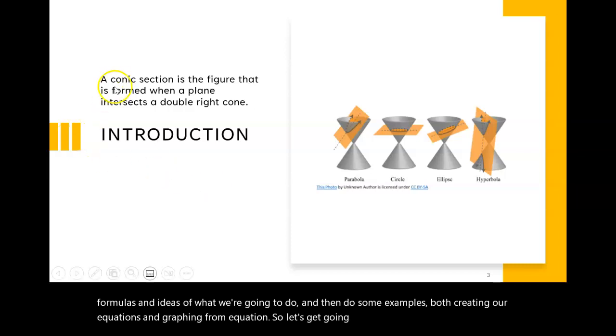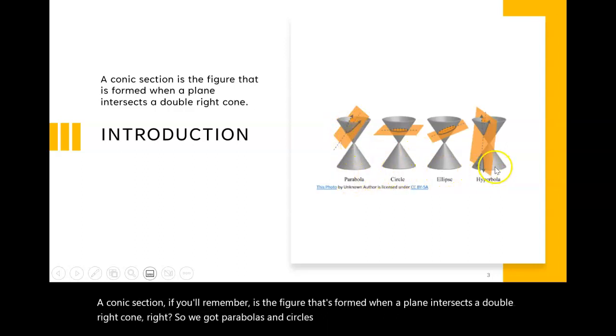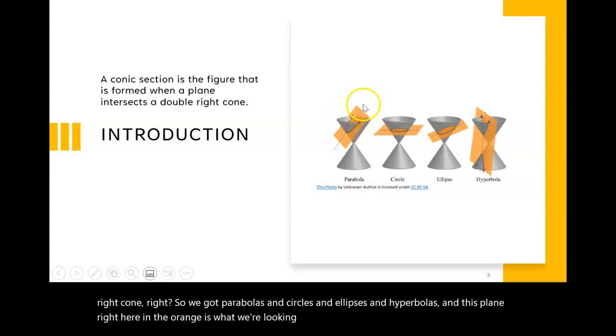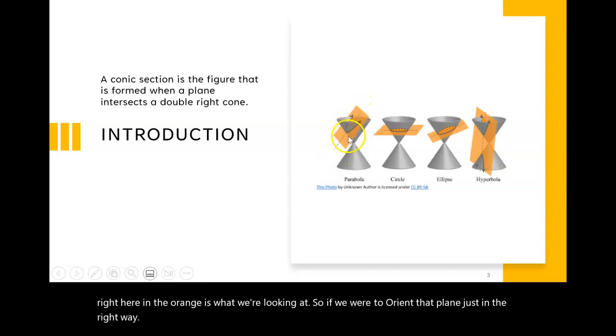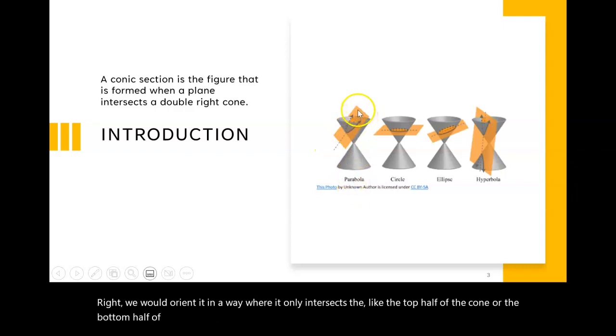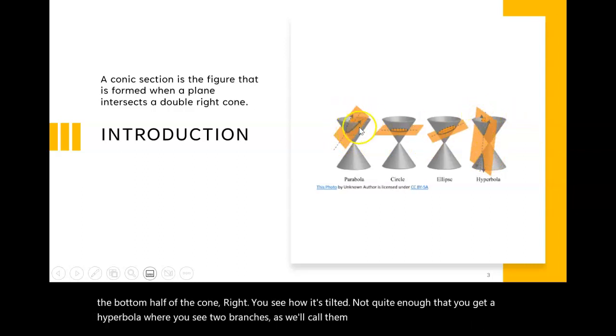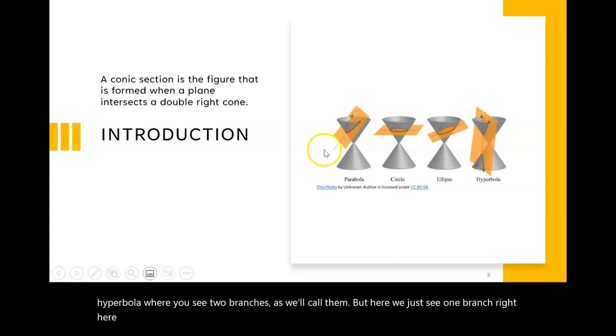A conic section, if you'll remember, is the figure that's formed when a plane intersects a double right cone. So we got parabolas and circles and ellipses and hyperbolas. And this plane right here in the orange is what we're looking at. If we orient that plane just the right way, it only intersects the top half of the cone or the bottom half of the cone. You see how it's tilted, not quite enough that you get a hyperbola where you see two branches, but here we just see one branch because it's parallel in just the right way to the slope of the cone.